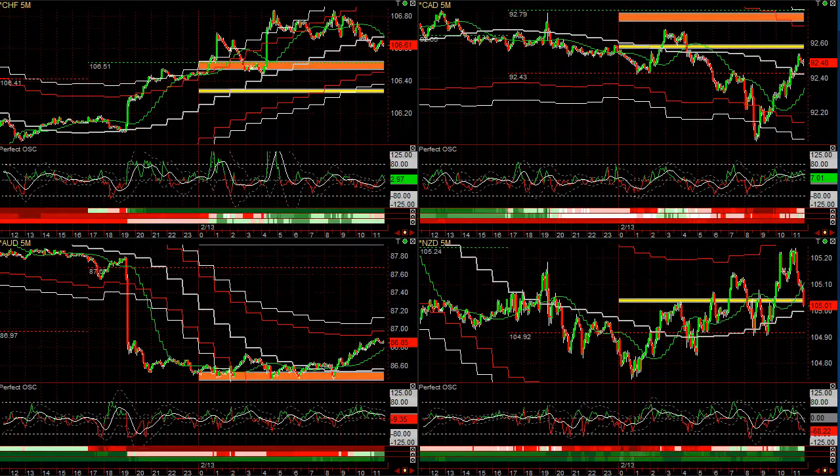Let's take a look at some of the other currencies. Obviously, the Australian went down. It was underneath a lower containment band.